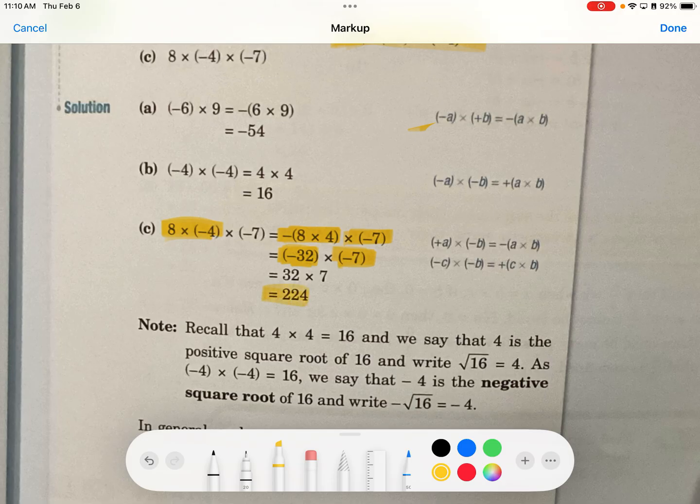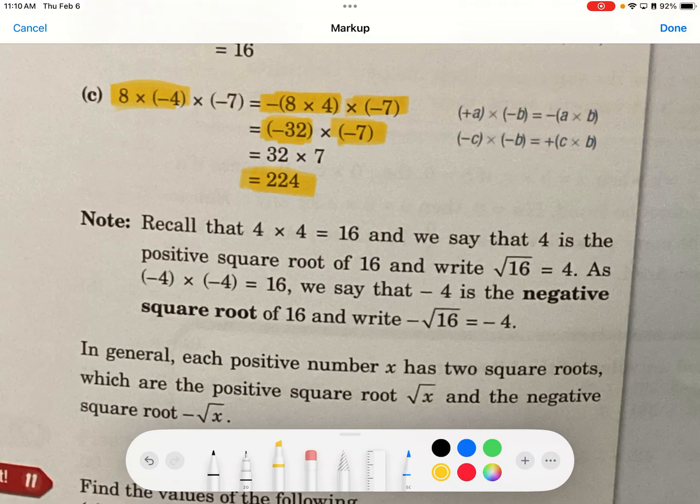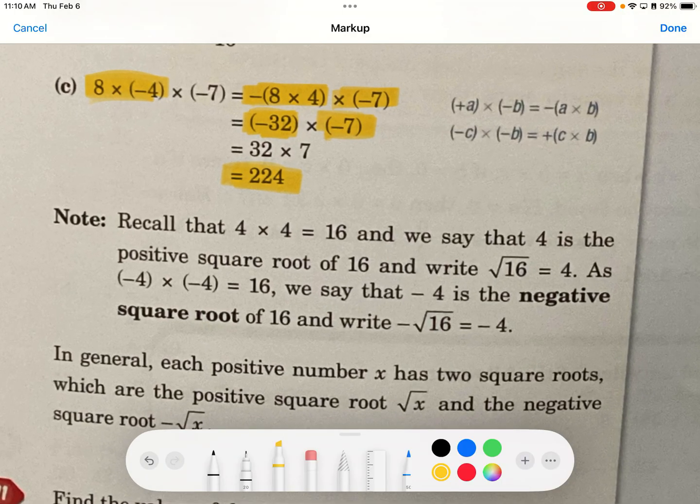32 times 7, and the answer is 244. So recall that 4 times 4 equals 16. And we say that 4 is the positive square root of 16, and write the square root of 16 is 4. As -4 times -4 equals 16, we say that -4 is the negative square root.